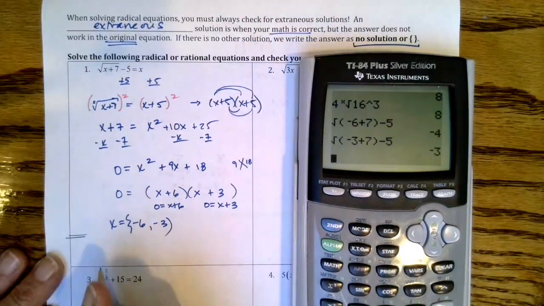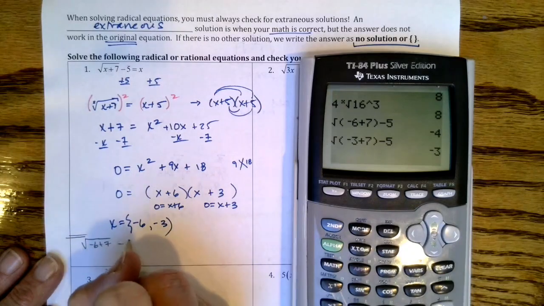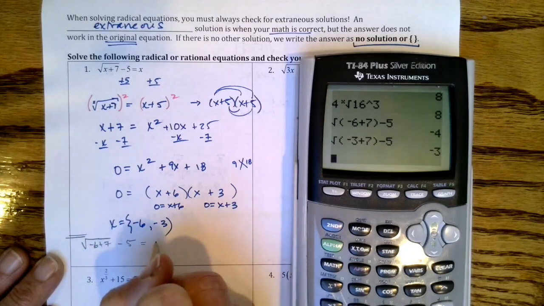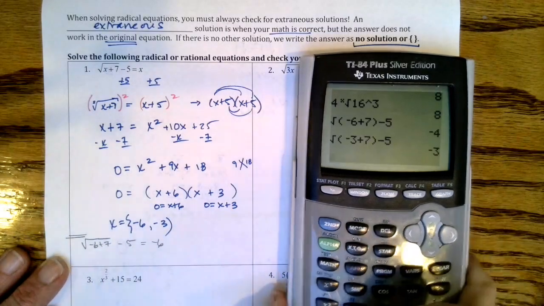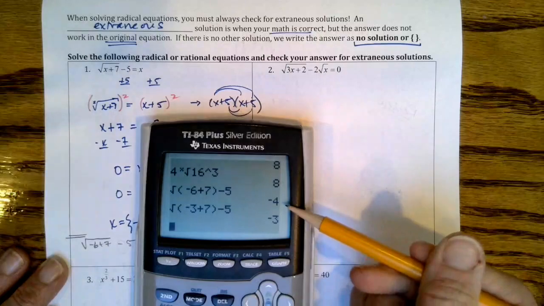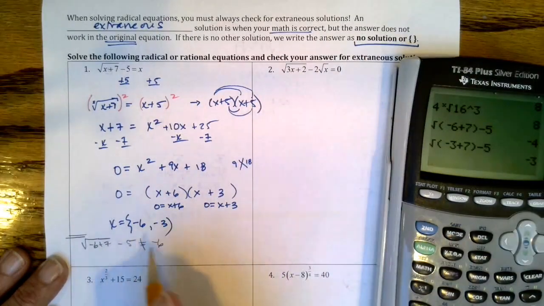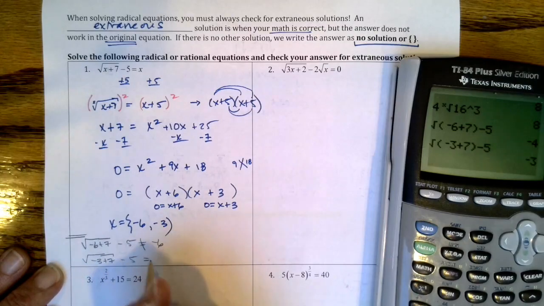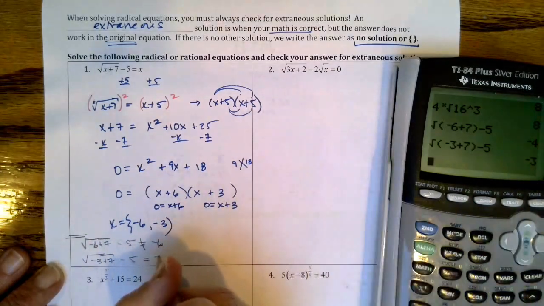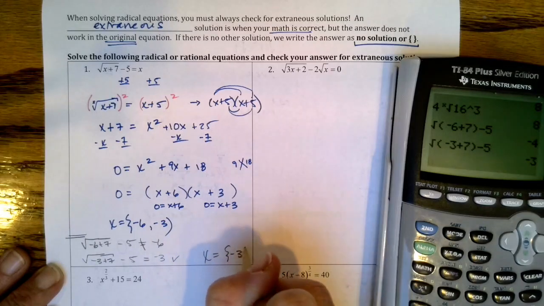When I'm doing my test, the square root of negative 6 plus 7 minus 5 equals, I was hoping that it would be equal to negative 6, and remember, it was equal to negative 4. So guess what? That one doesn't work. When I took the square root of negative 3 plus 7 minus 5, that one did equal negative 3. So here's my answer. X has a value of negative 3.